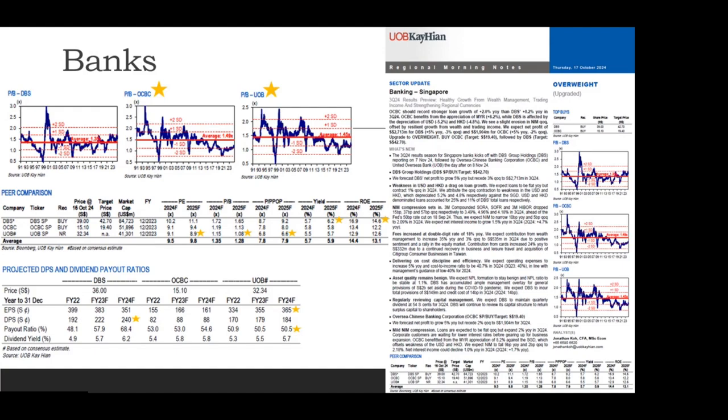Okay, so dividend yield, just now we mentioned, the higher the better, right? So DBS is the winner for this.